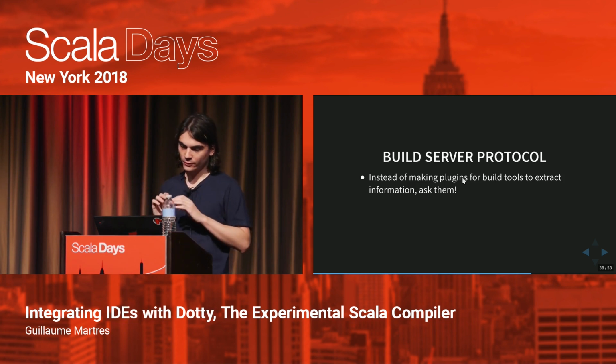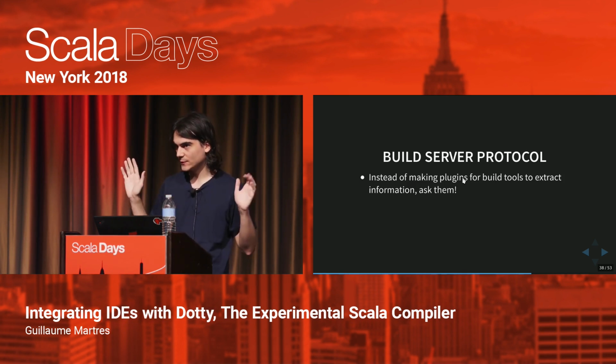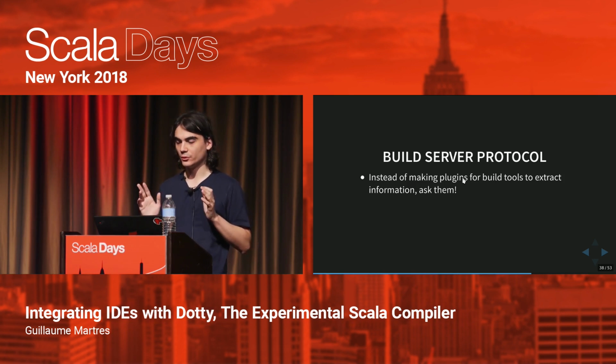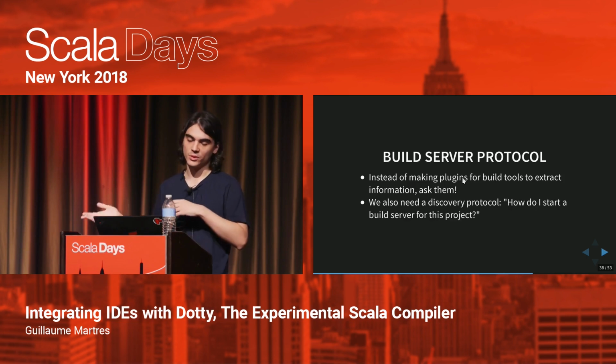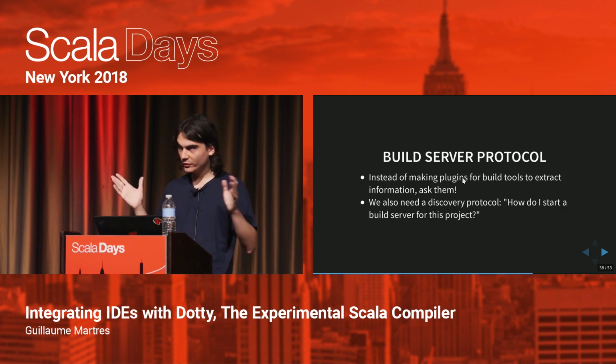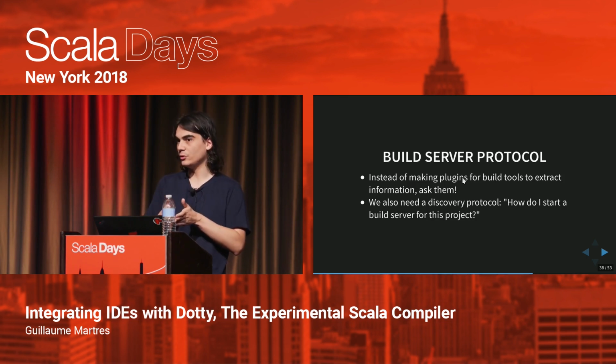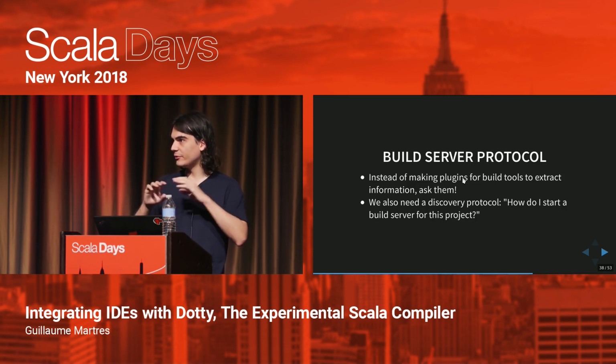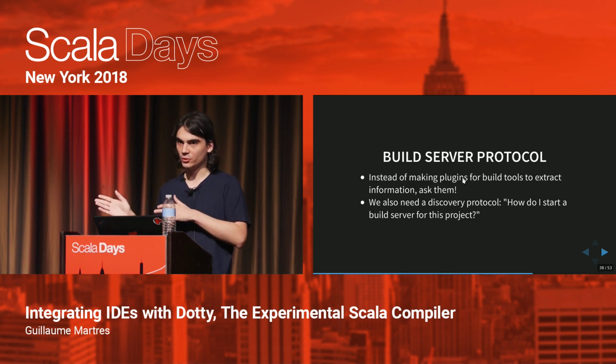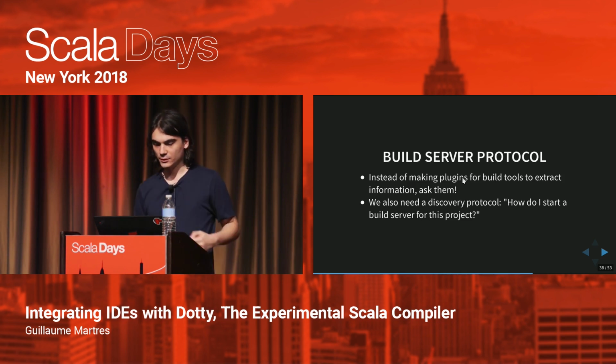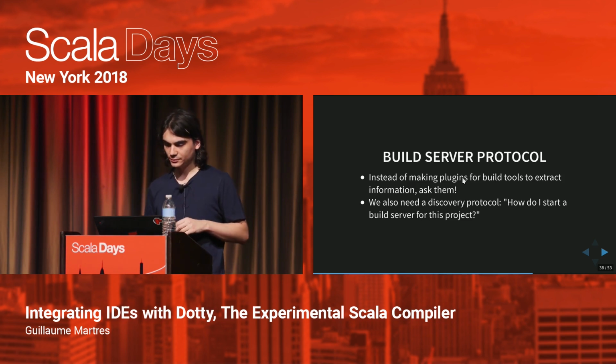But to get to the seamless, fantastic user experience, we also need a discovery protocol, which is like our answer to the question, how do I start a build server for this project? Because each build tool might have its own way to start a build server and then to communicate with it. So I really think we need some very simple way to say, this is the command line you need to run, and we put this command line in a file, which is in a central location that is the same for all kinds of projects, for all build tools. So that part doesn't exist yet.